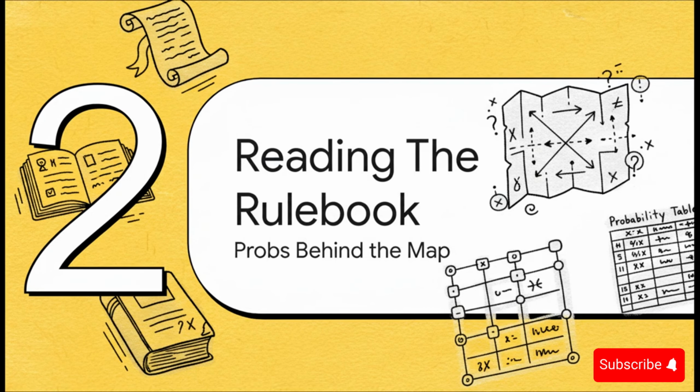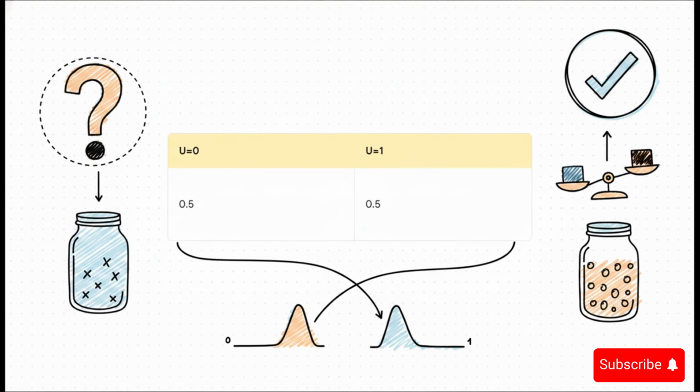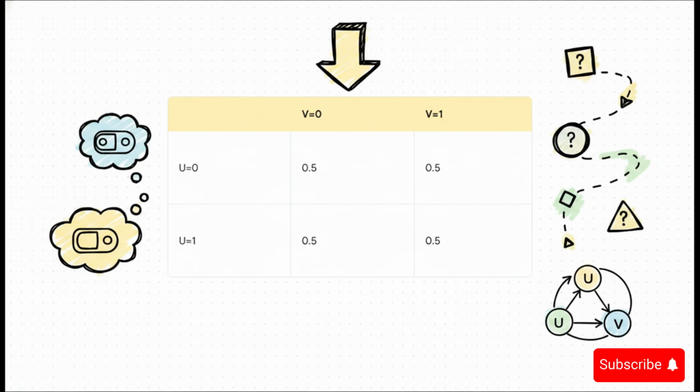Okay, so we know how to read the map and see the connections, but that's just the layout. What about the actual rules of the road? For that, we need to open up our rule book, which is really just a set of tables with all the specific probabilities. Let's start with the easiest one, the rule for U. Because U is independent, its rulebook is super simple. It just says there's a 60% chance that U happens and a 40% chance it doesn't. That's it.